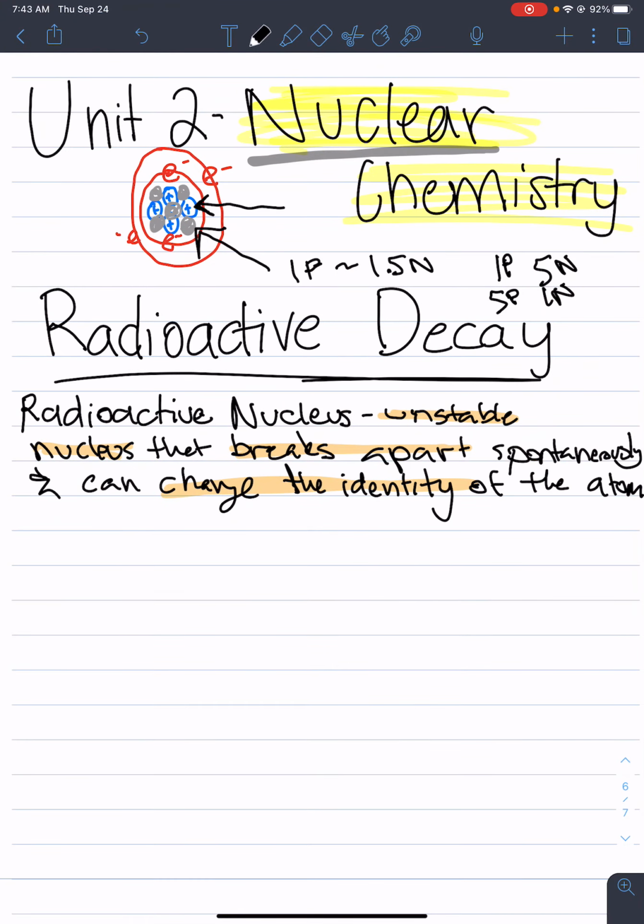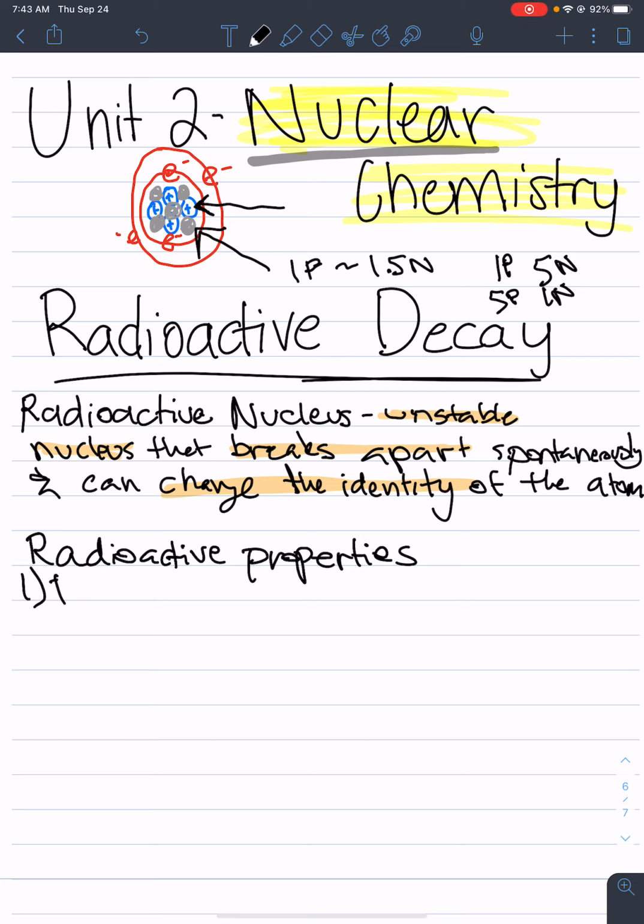That kind of is talking about a radioactive nucleus breaking apart and changing its identity. So next we're going to talk about some radioactive properties. And again, I would write this down as I'm writing it down. We're going to talk about 3 radioactive properties. The first radioactive property is that it can damage living cells.